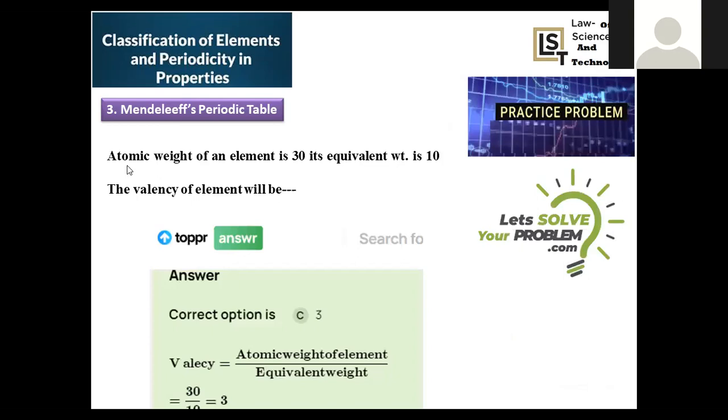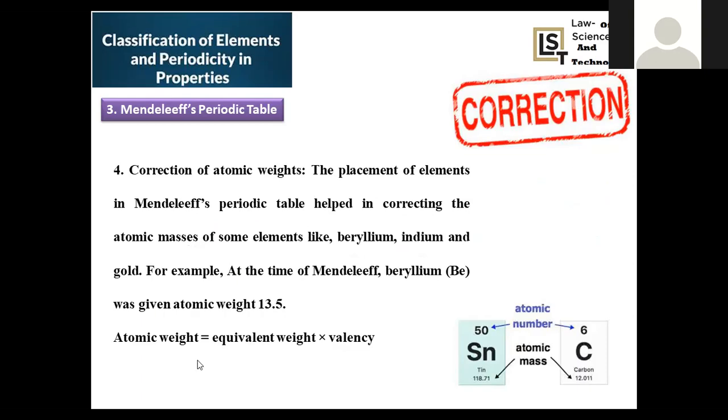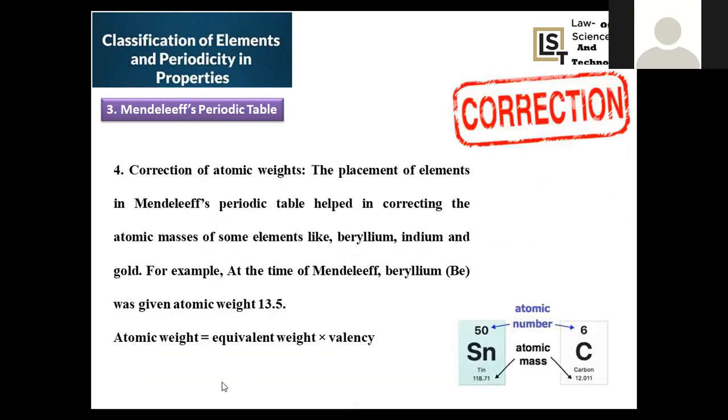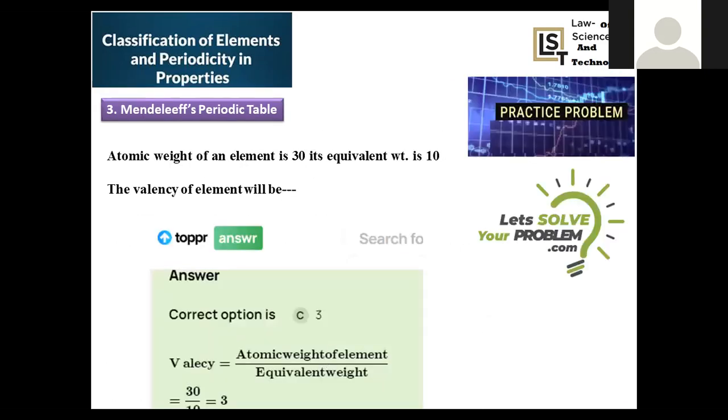Here another practice problem was given to you, based on this atomic weight calculation. The atomic weight of an element is taken as 30 and its equivalent weight is 10. Then what could be the valency of the element? Based on this formula, we got one problem for practice. I collected this problem from Topper. Here atomic weight and equivalent weight are both given, and the thing we need to calculate is valency. These two parameters are known, and only the valency is to be predicted. For that purpose, valency is equal to atomic weight divided by equivalent weight.